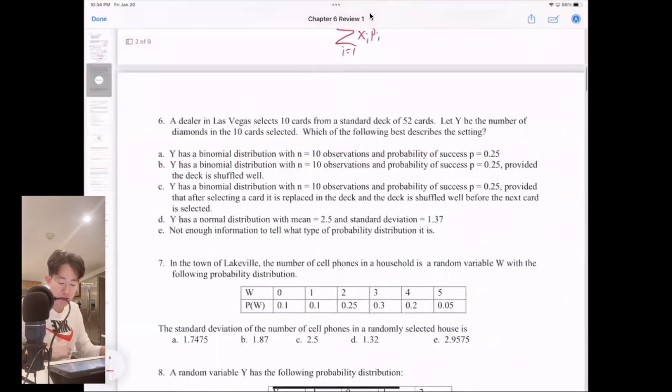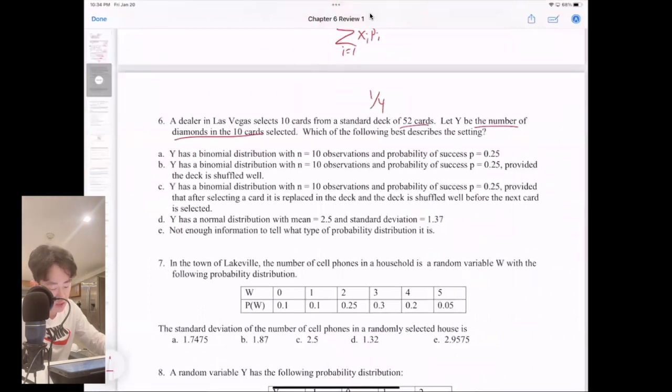All right, number 6. A dealer in Las Vegas selects 10 cards from a standard deck of 52. Let Y be the number of diamonds in the 10 cards selected. The last time I checked, the number of suits in a standard deck of cards is 4, so picking a diamond should be 1 out of 4. Which of the following best describes the setting?